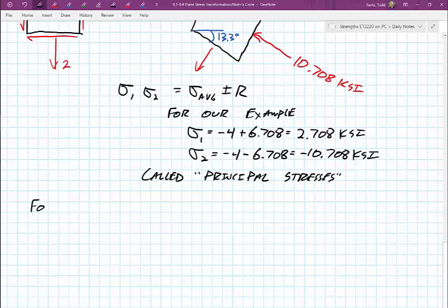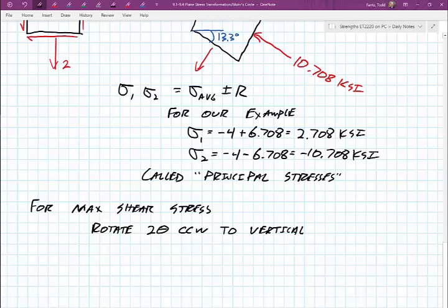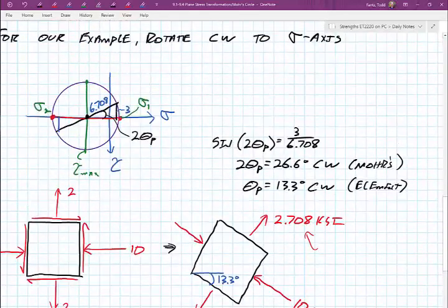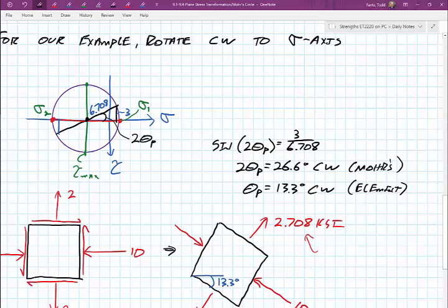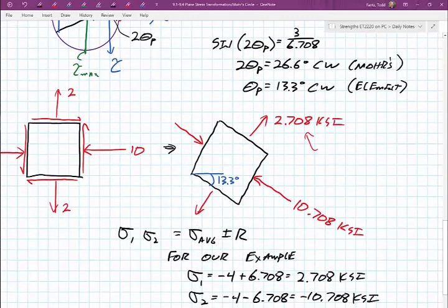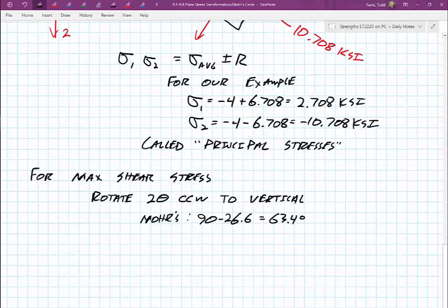So for our maximum shear stress for this element, we're going to rotate 2 theta to our maximum, or to the vertical to get that max shear. And well, we already know how far we'd have to rotate it if we go back to our Mohr circle. We already know that the 2 theta p on Mohr circle was 26.6, so to go to the vertical would just be 90 minus that on Mohr circle, right? Meaning I'd have to rotate my element 63.4 degrees counterclockwise in order to get to that vertical stress.